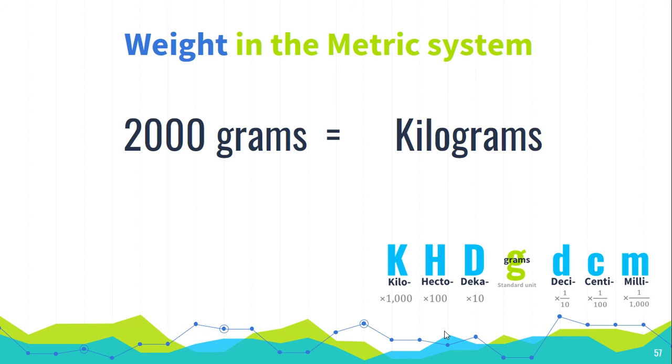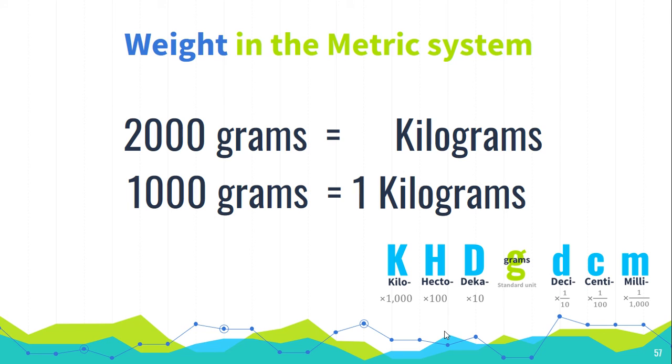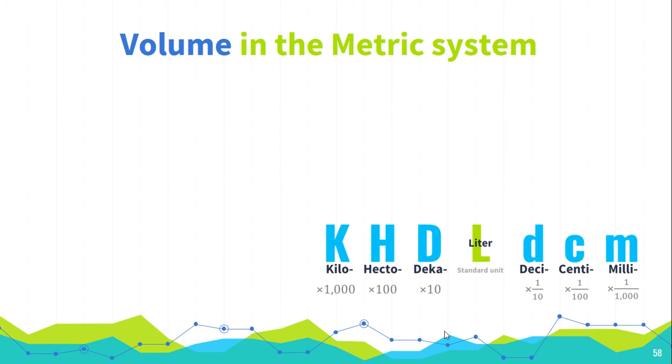For weight in the metric system, an example of this would be 2,000 grams, and I'm trying to change it to kilograms. So I'm going from a smaller unit to a bigger unit, so I'm going to divide. And I know for every 1 kilogram, I have 1,000 grams. So I'm going to divide 2,000 by 1,000, and I get 2 kilograms.